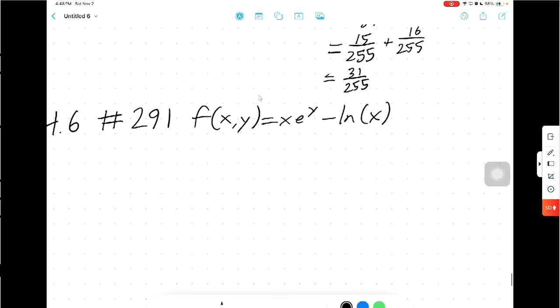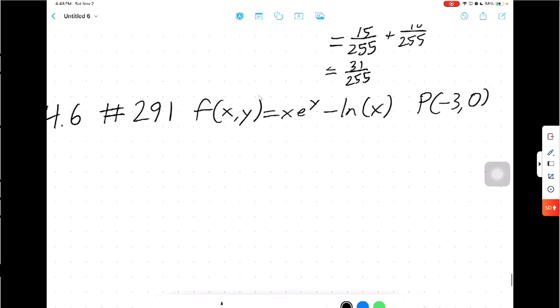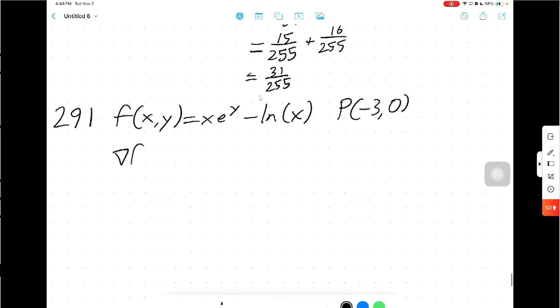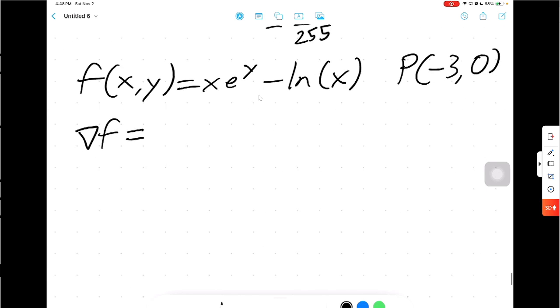f(x, y) = x e^y minus ln x, at the point negative 3, 0. This says to find the gradient vector at the indicated point. So the gradient of f is going to be the partial with respect to x, so e^y minus 1 over x, comma, the partial with respect to y, which is just going to be x e^y.